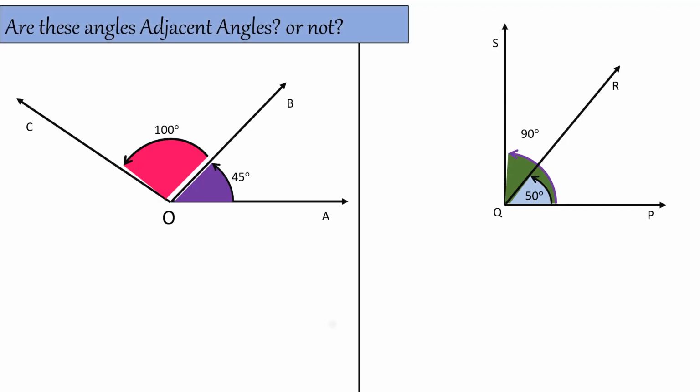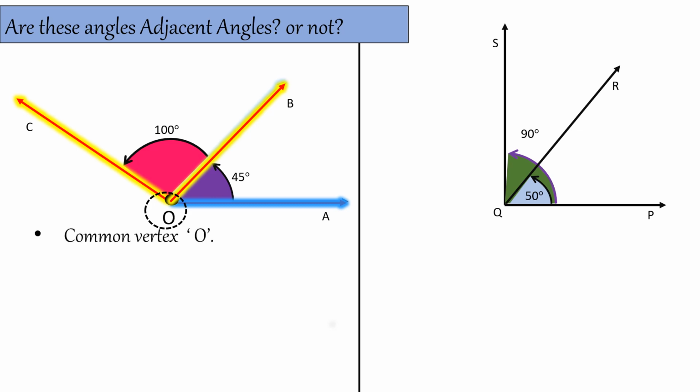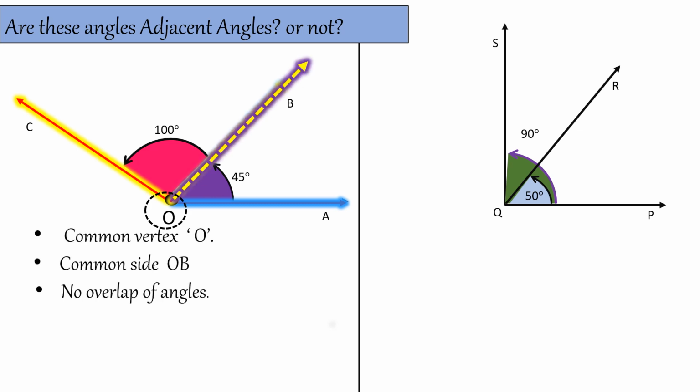Let us see if these angles are adjacent angles or not. In this example, angle AOB and angle BOC are two angles. They have a common vertex O, a common side OB, and there is no overlap of angles. Therefore, angle AOB and angle BOC are adjacent angles.